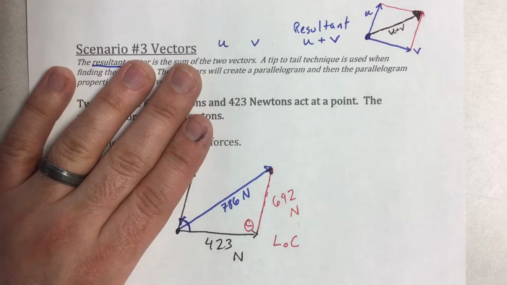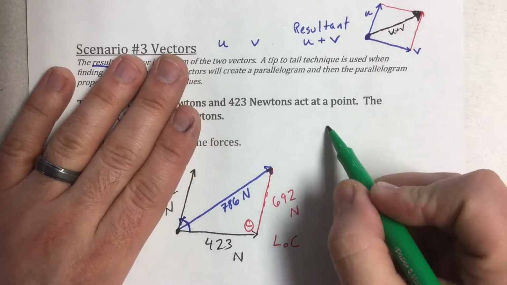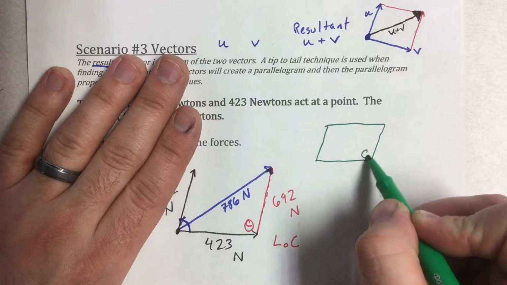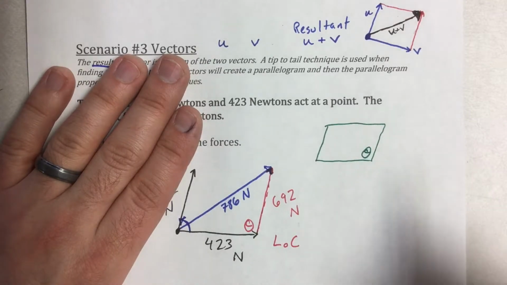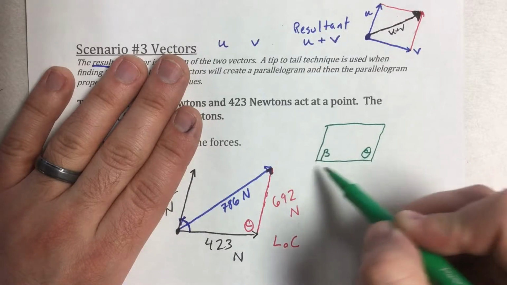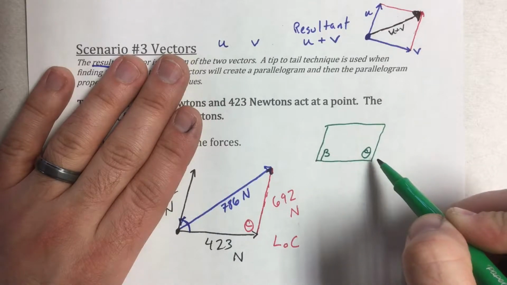Knowing that we have this angle measure, let's say we have our parallelogram. I'm just going to draw a generic parallelogram. We're going to find this angle measure. We desire this left angle, okay?